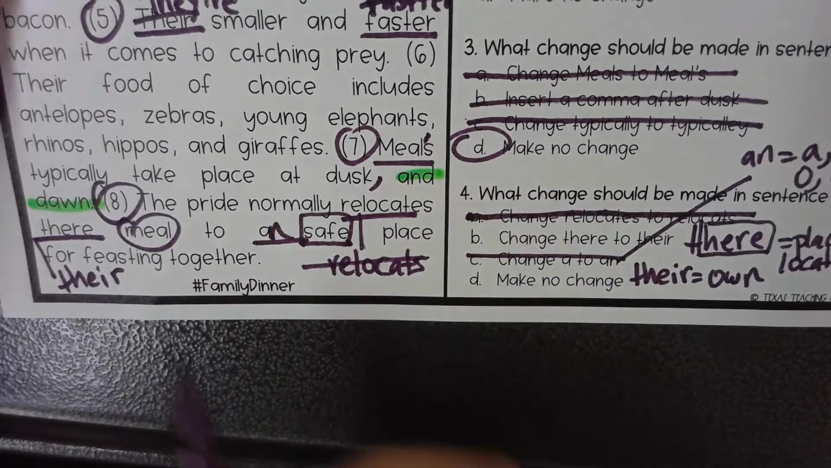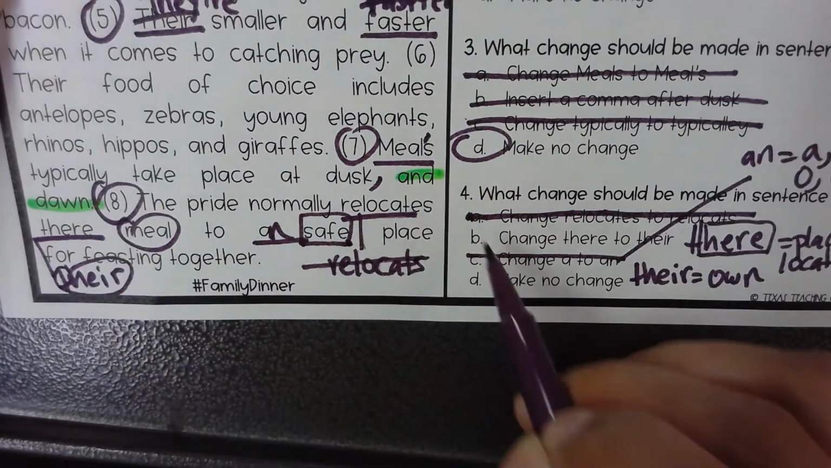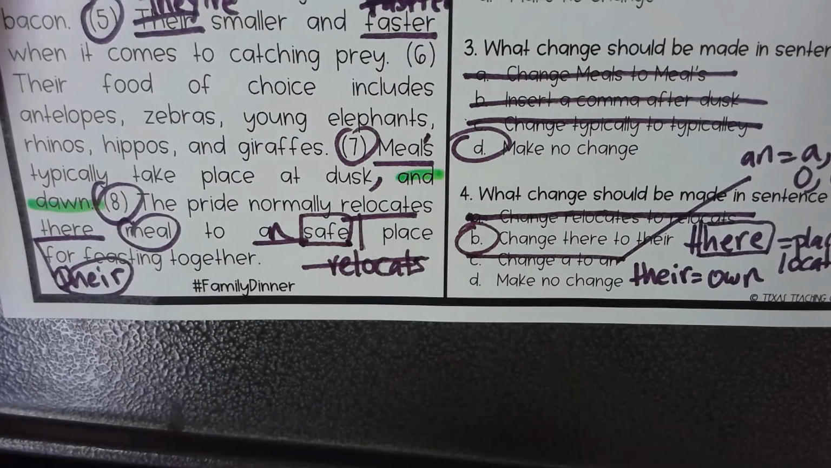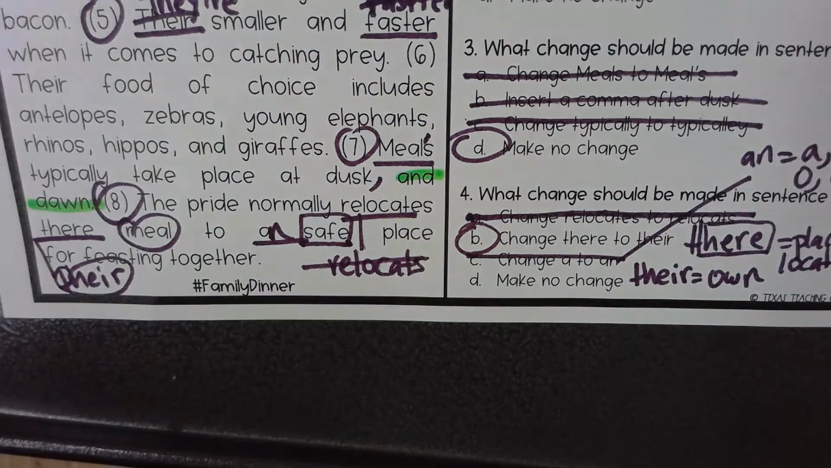spelling. This one's going to be this spelling. It's going to be B. Their meal. The meal belongs to the pride. They own it. So it's going to be B.